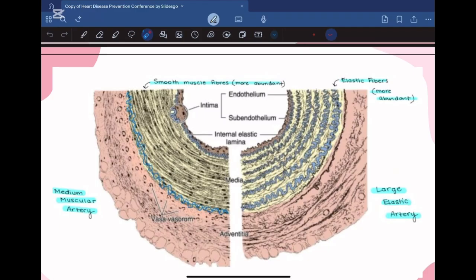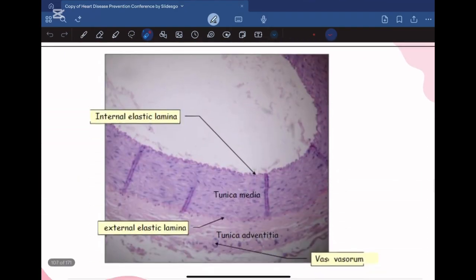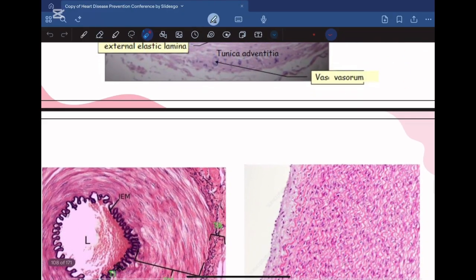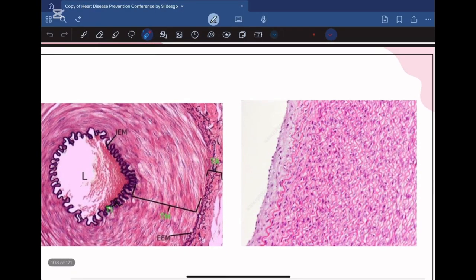And the external elastic lamina, because there are so many elastic fibers, we will not be able to appreciate or differentiate it. Got it? So that's why we said it is very important to know that the external elastic lamina will be very visible in the muscular arteries. Now look here, we have the internal elastic lamina and here the external elastic lamina is visible, meaning this is a muscular artery. Bravo. I hope you are answering and interacting. Now here we have a comparison.